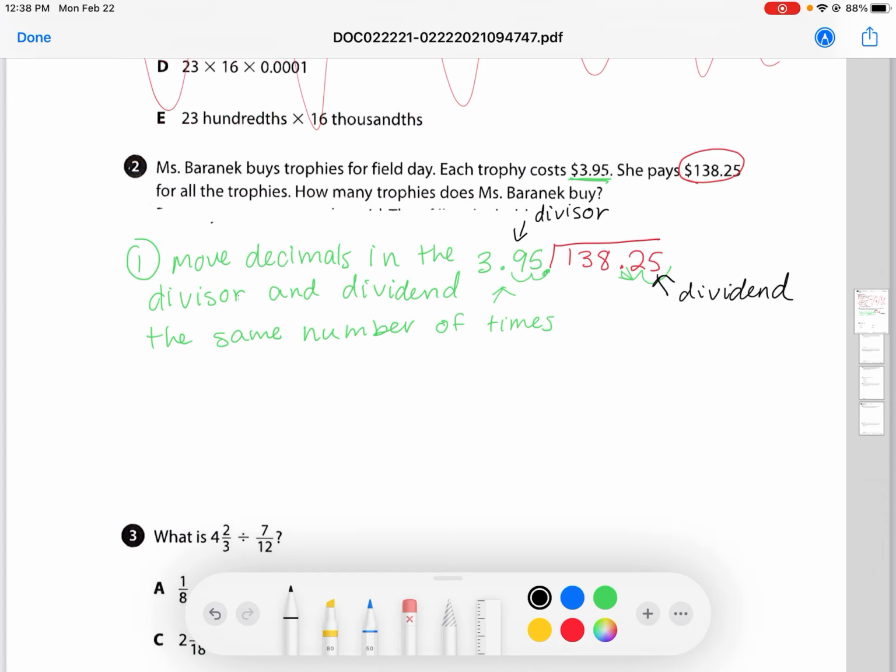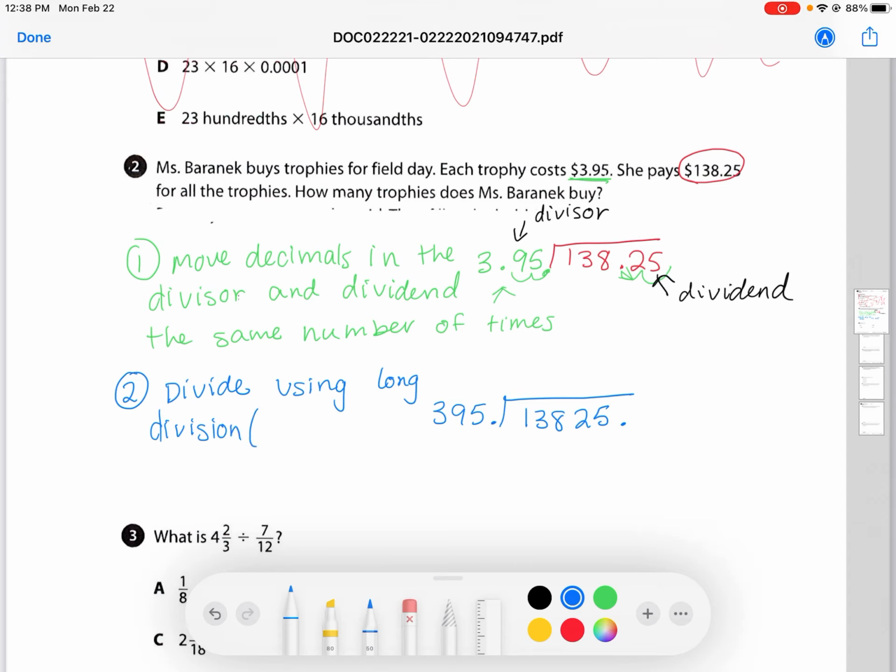All right, so now on to step 2. What is the second thing that we're going to do? Well, we're going to rewrite the problem with our decimals in their new locations. And then we're going to go ahead and divide using long division. And another word for that is the standard algorithm.